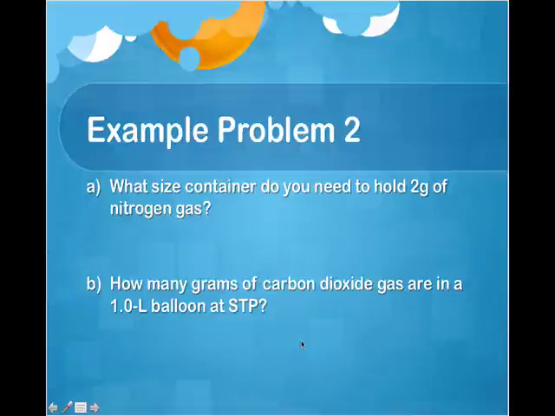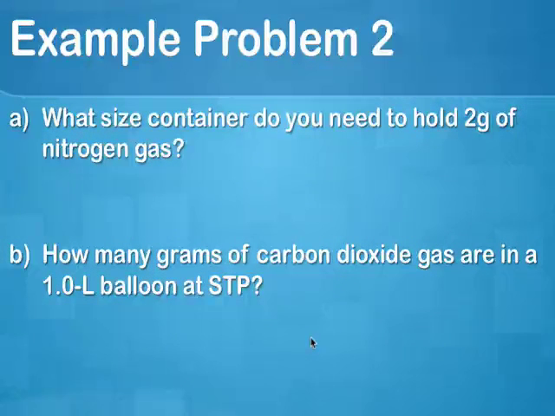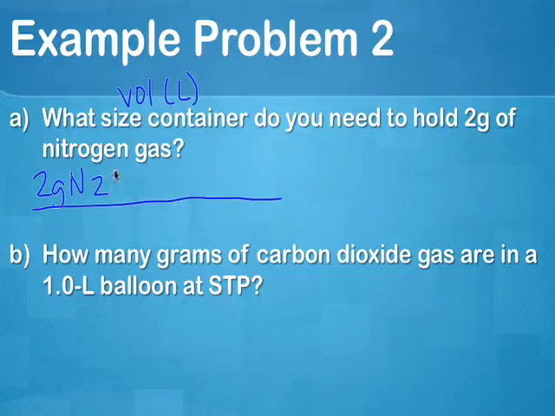All right, example problem number 2 has 2 questions. A says, what size container do you need to hold 2 grams of nitrogen gas? Well, first of all, when they're asking for what size of a container, that means volume, which means we'll be looking for liters. And we have 2 grams of nitrogen gas. So I'm going to start with what I'm given. Nitrogen is a diatomic, so I put N2.